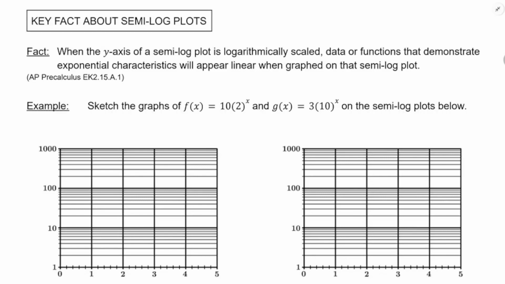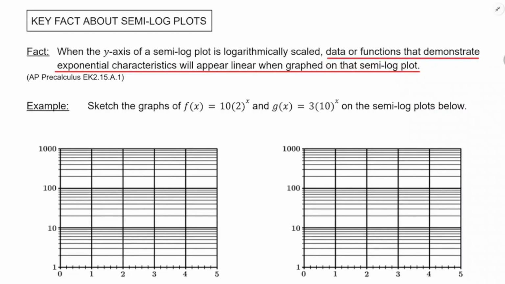And that really is the main message. So here you see it's one of our AP Precalculus essential knowledges. When the y-axis of a semi-log plot is logarithmically scaled, data or functions that demonstrate exponential characteristics will appear linear when graphed on that semi-log plot. That's the message. You need to hear it, and it goes both ways. If you see a semi-log plot and the data appears linear, you're working with an exponential situation. And if you're already working with an exponential situation and you go to plot it on a semi-log plot, it should appear linear.